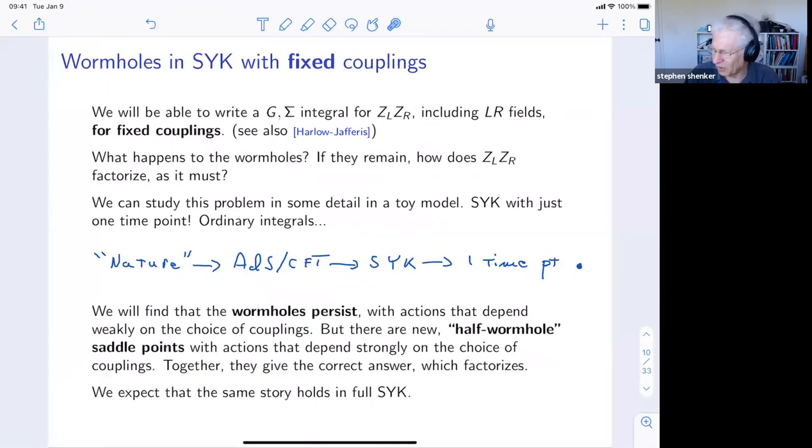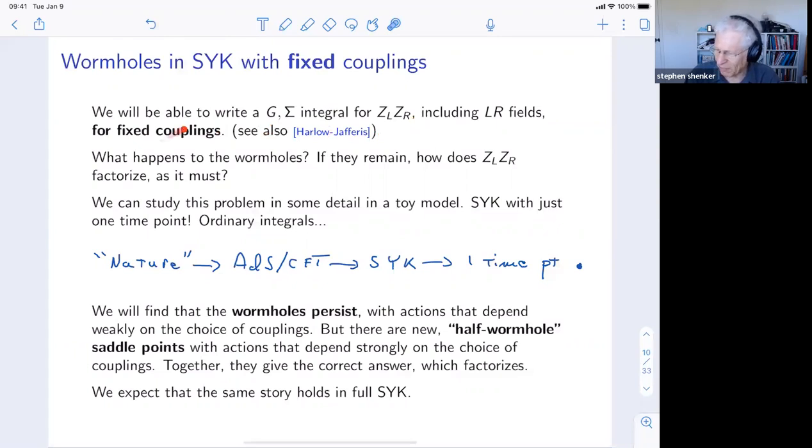All right, well, the new thing we'll be able to add is we're going to write a collective field integral for, let's say, this product, Z left, Z right, for fixed couplings. Usually you'd integrate them out. The expressions are simpler, but you don't need to. And this connection between collective fields and studying these factorization issues, at least in Hilbert space factorization, was talked about by Daniel Harlow and in various ways by Harlow and Jaffris as well.